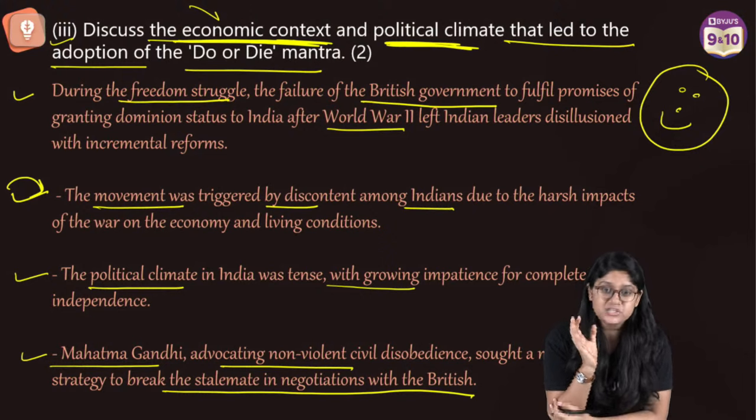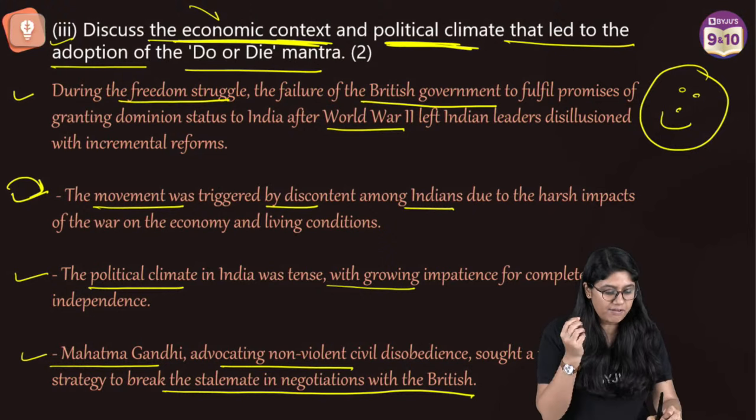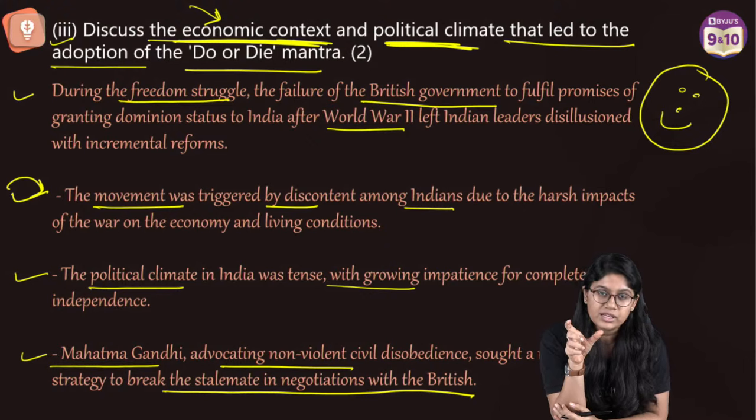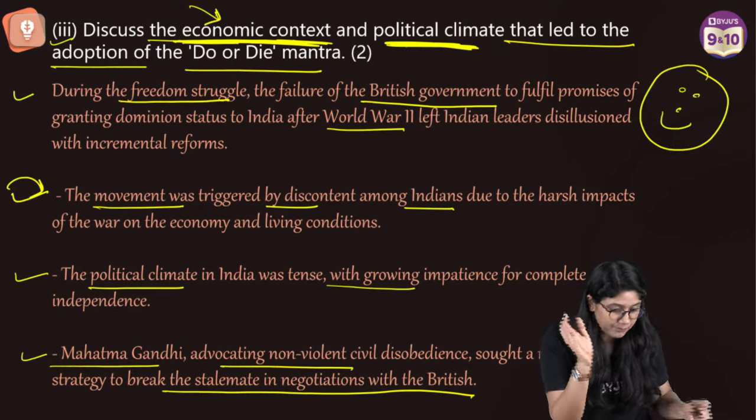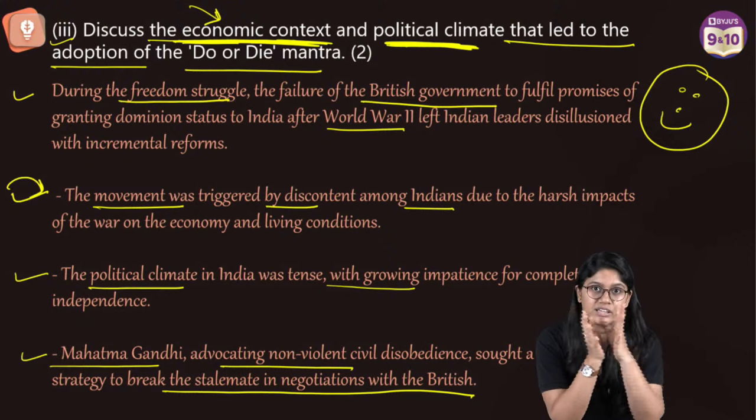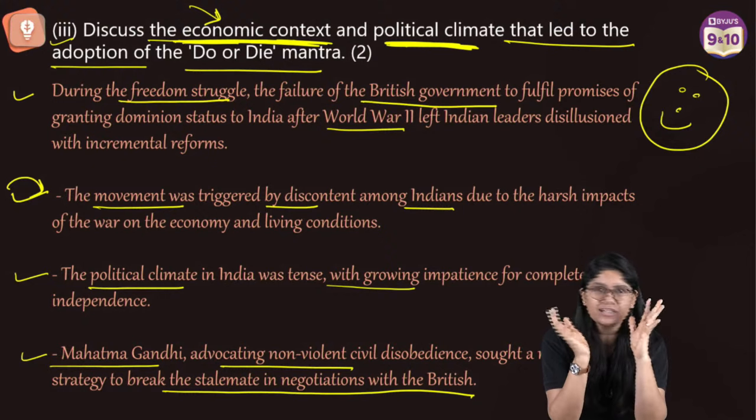This question is very simple. We just have to find from the paragraph what are the economic context and the political climate after the adoption of the do and die, or while it was there.